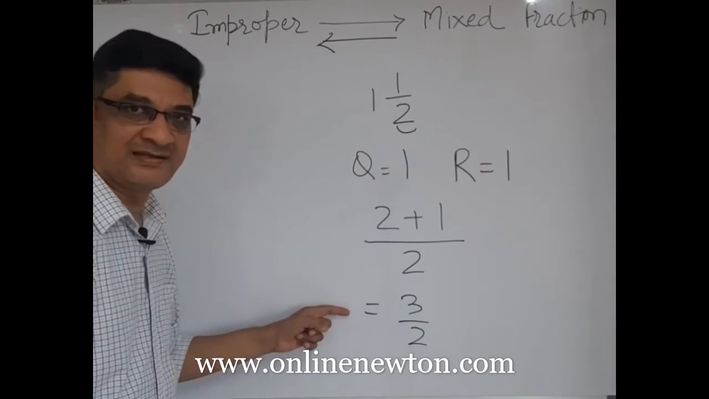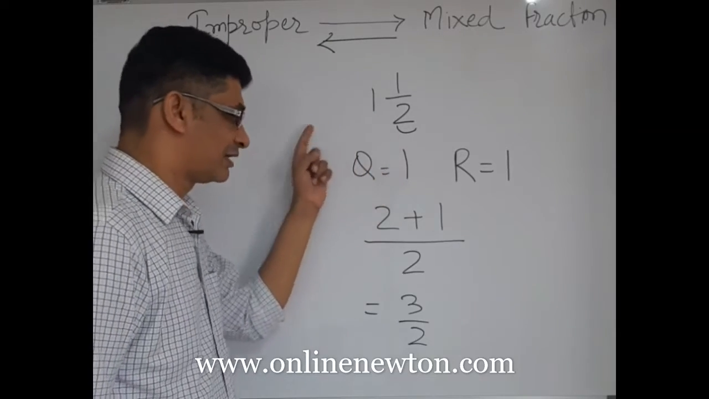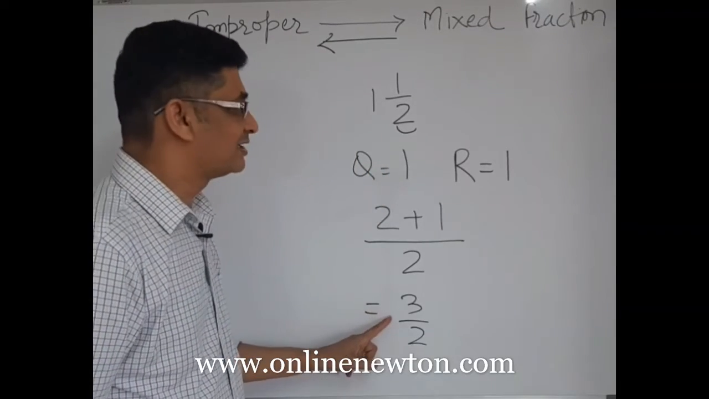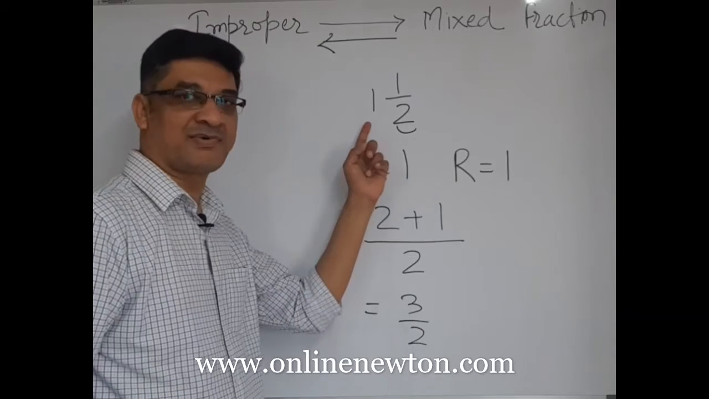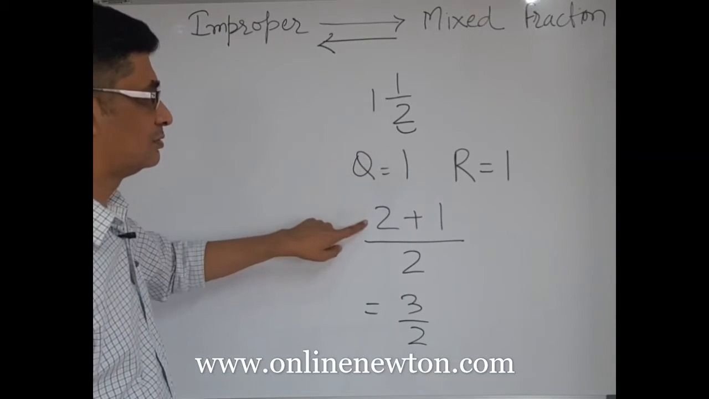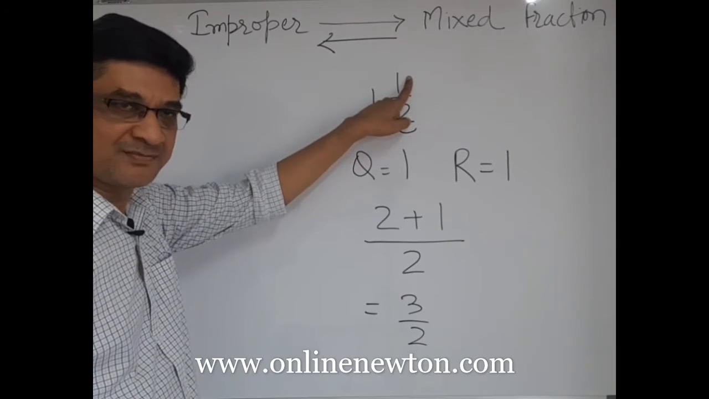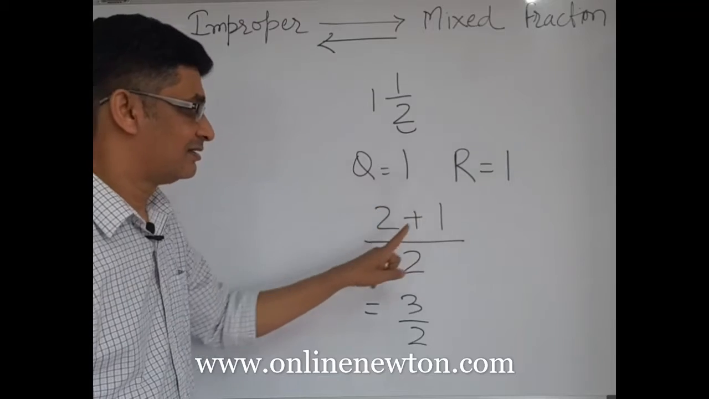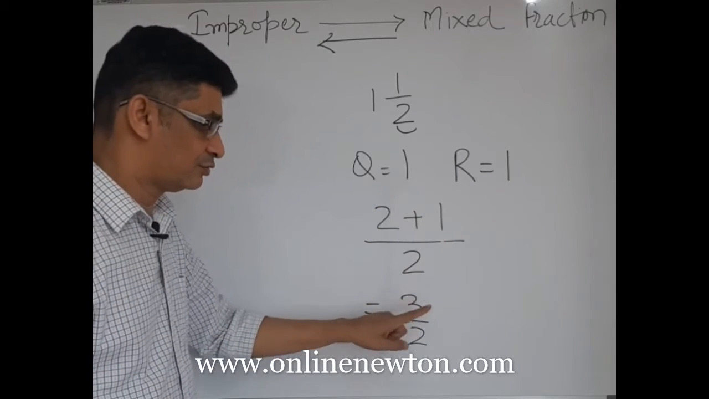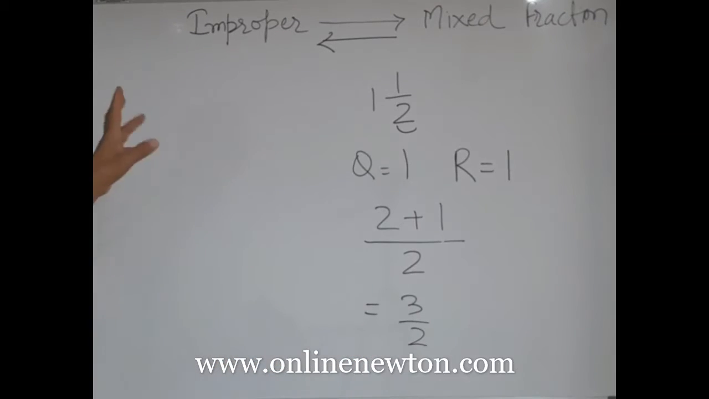So mathematically, whenever we are given 1 integer 1 by 2 and we have to convert it into an improper fraction, simply this is the quotient part, multiply this 2 by 1, 2 ones are 2, add the numerator part of the fraction part, which is the remainder. So 2 plus 1 by 2, and 2 plus 1 by 2 is 3 by 2. So this is how we will convert it mathematically.